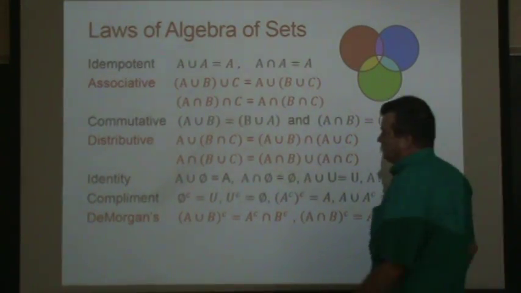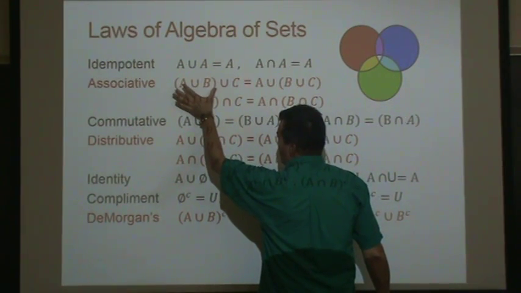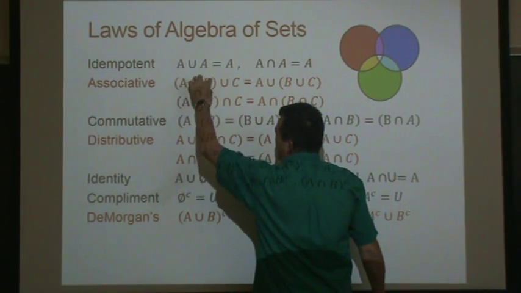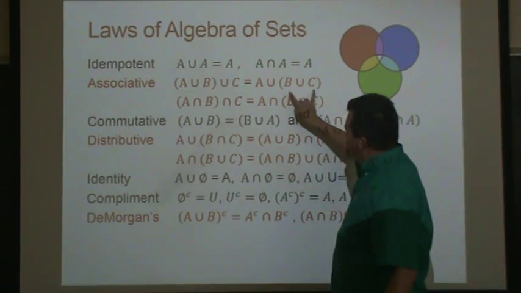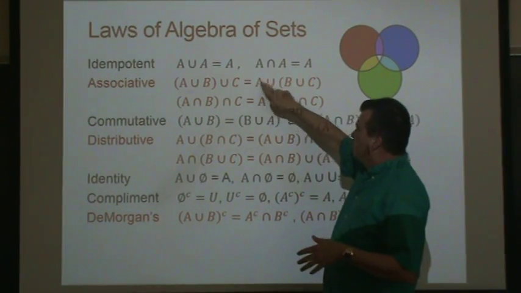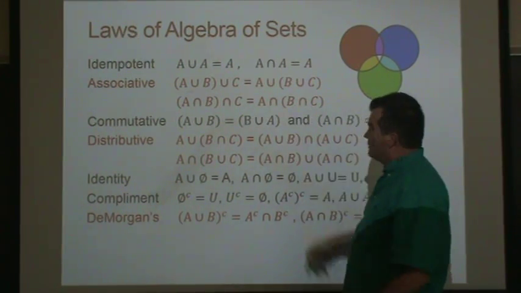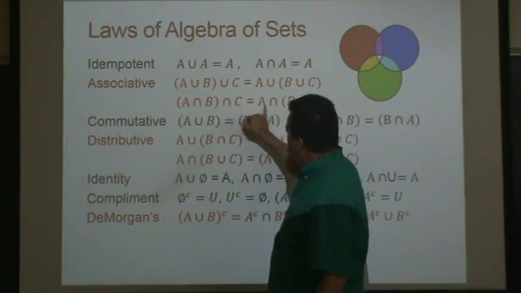The associative law is saying that if you were to take the union of A and B, do this operation first, and then take this set and union it with the set C, that would be the same as doing B and C first, and then adding all the ones that A also contributes. Same thing's true with the intersection operators.